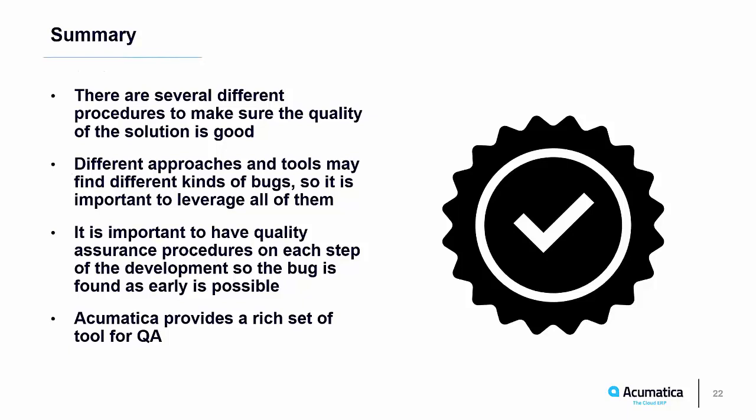I hope that was useful for you, and I just want to summarize all of that. Today we've seen different types of quality assurance procedures, and I want to emphasize that all types of these procedures are important. All these procedures are something that you need to have quality solutions. You cannot rely on one procedure. You really need to support quality on all levels and all steps of the development.